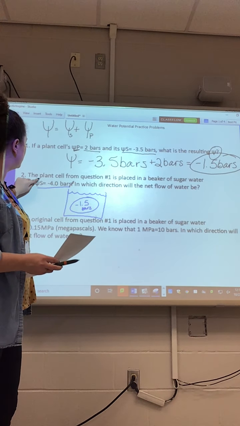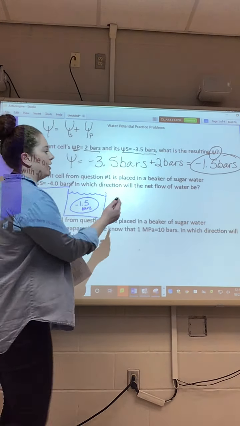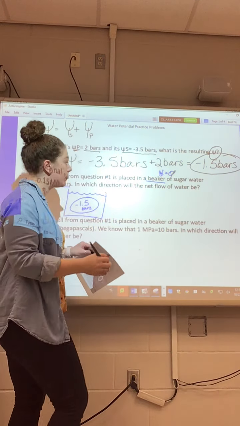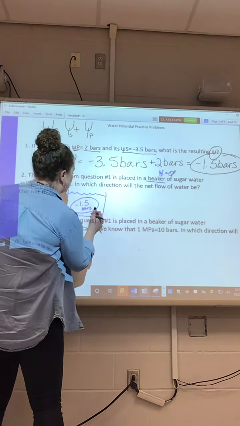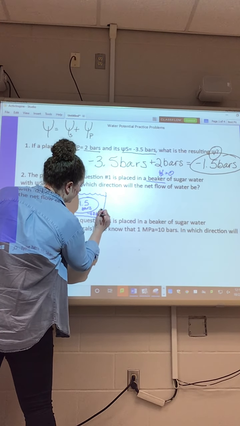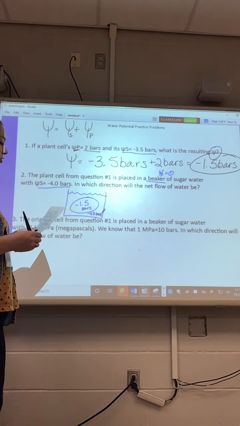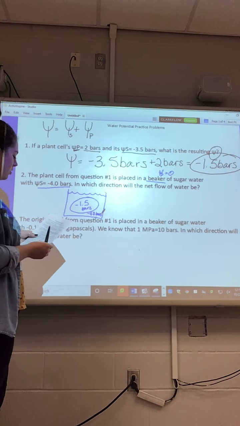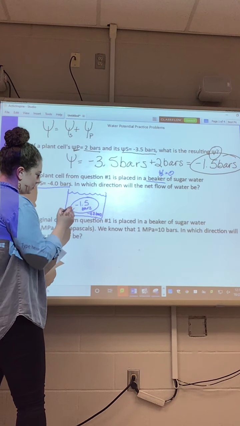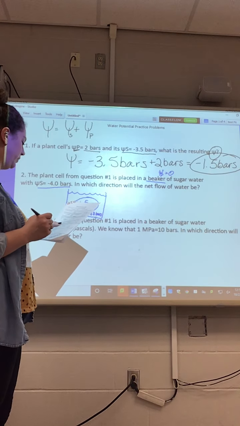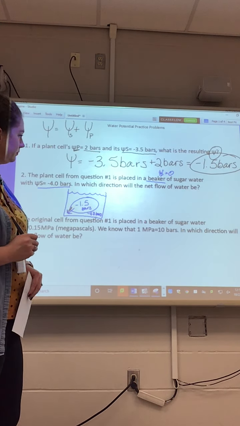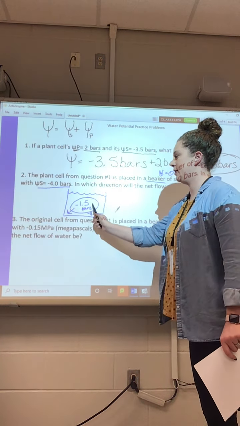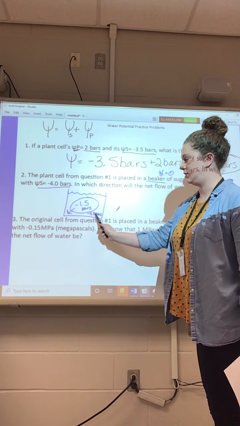The solute plus the pressure potential, and the beaker is going to have a pressure potential of 0 because it's an open beaker. So 0 plus negative 4 bars is going to make the water potential negative 4.0 bars. And remember, it always goes from high to low, so the water is going to leave. So the net flow of water will be out of the cell. It's going to leave the cell. It's moving from a higher to a more negative, which means there's less.